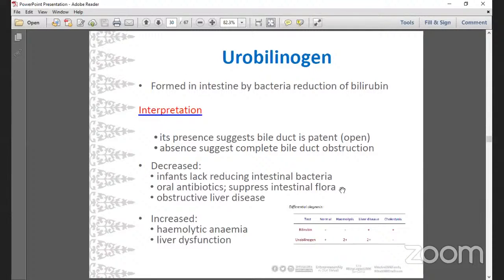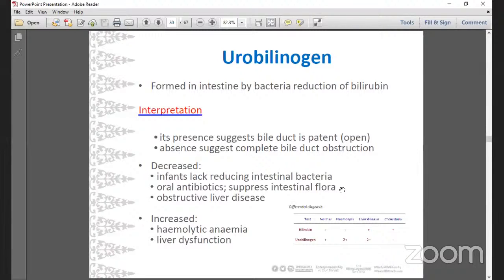And then for decreased urobilinogen, there are some factors that can be associated with it. The first one is when the infant lacks reducing intestinal bacteria. When we use oral antibiotics, the antibiotic will suppress the intestinal flora, because as I already mentioned, urobilinogen is formed in the intestine by bacterial reduction. So when we give the antibiotic, it will suppress the bacteria in the intestine. That's why less urobilinogen is produced.